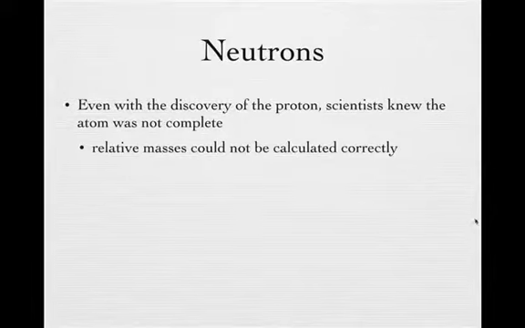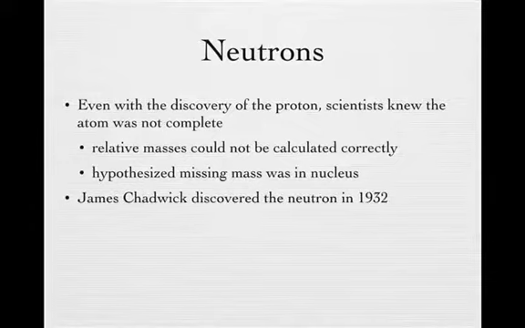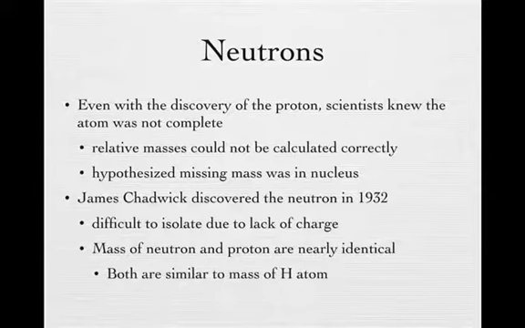So they realized there must be another particle present, and so it was hypothesized that the missing mass was actually in the nucleus. That would make it more massive and give it even more ability to knock back these high-speed particles. So it wasn't until 1932 that James Chadwick actually discovered the neutron. Very difficult to find, mainly because it has no charge, so it did not respond to any kind of magnetic or electrical field. But he was finally able to develop the techniques and the instrumentation to find it in the early 1930s.